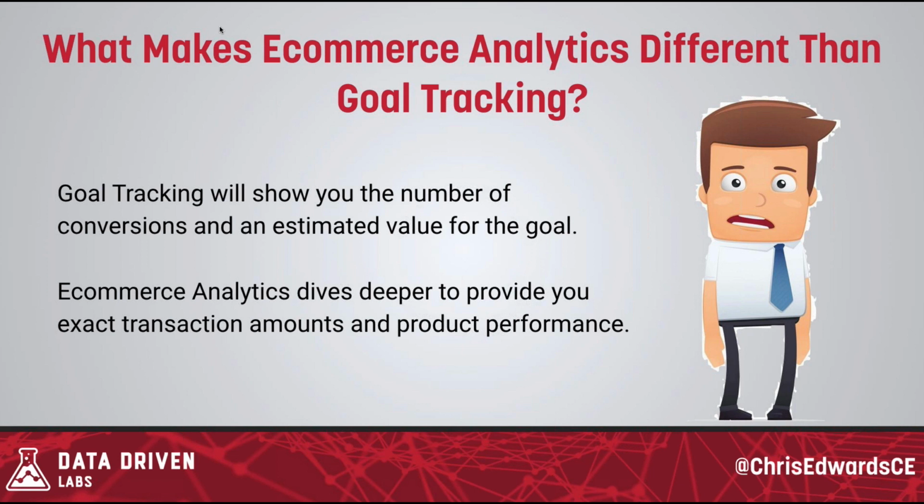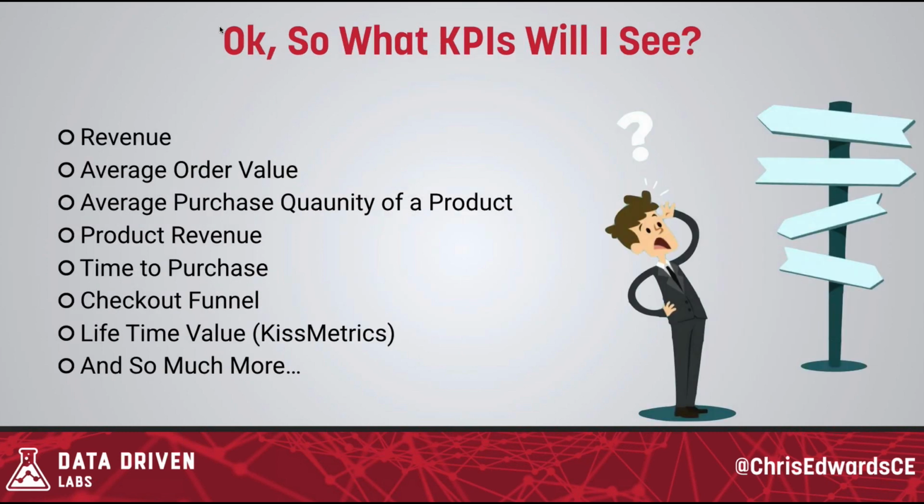Goal tracking basically just shows you the number of conversions and gives you an estimated value for the goal, right? E-commerce analytics is really cool because it dives a lot deeper. It provides you the exact transaction amounts, and also how each different product is performing. Basically, you have the ability to see a lot of different things. We're talking about revenue, average order value, average purchase quantity of a certain product, product revenue, time to purchase, checkout funnel, lifetime value, which if you're connected to KISSmetrics, you can actually pull that information in, and a lot of different items as well.